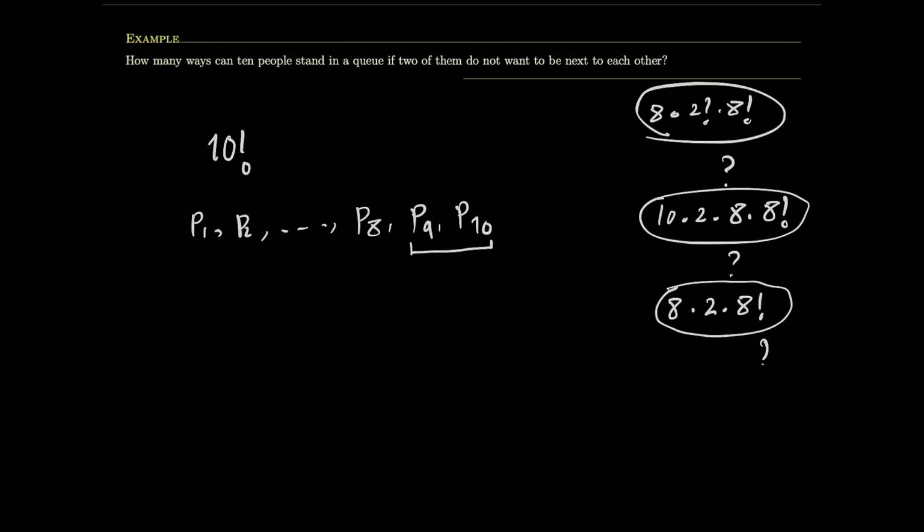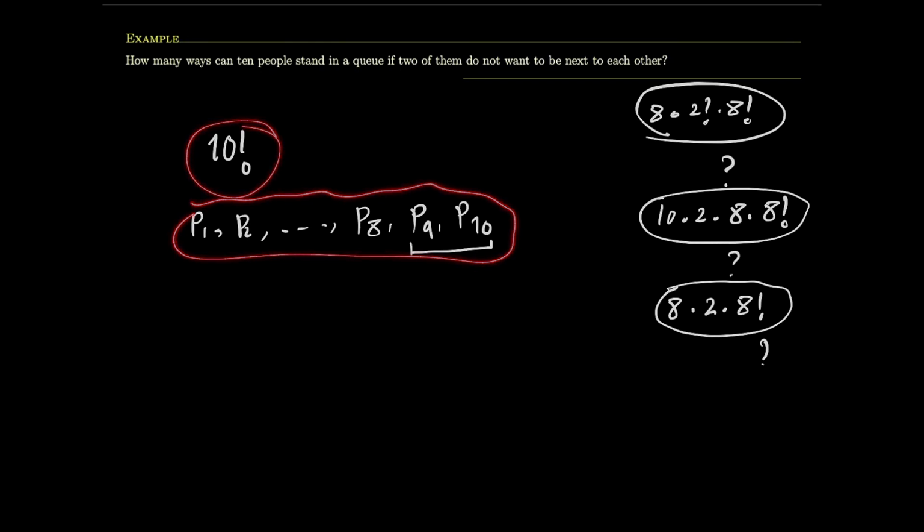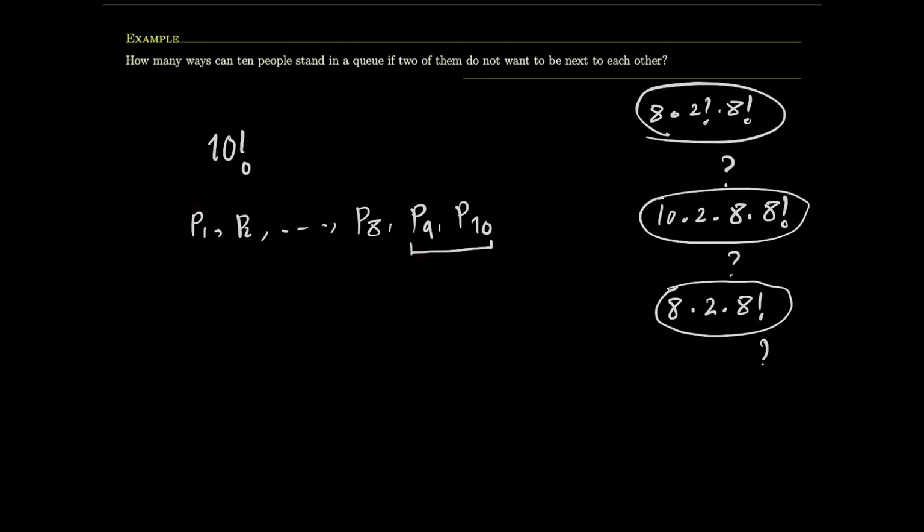9 factorial? No, 9 factorial is not correct. That is much more than that, isn't it? Can you say the question again? In how many ways can I arrange these objects? Now, for mathematics, people are just objects. In how many ways can I arrange these objects? The answer was 10 factorial, which, by the way, is a very big number.